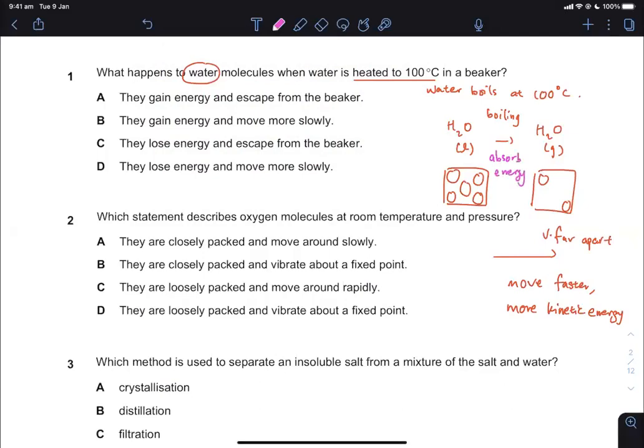So they gain energy, it must be gain energy, losing energy is definitely wrong, and then they will escape from the beaker because definitely they move faster, so moving more slowly is wrong. As you are boiling, your particles turn to gas, which move faster, so A is the very straightforward answer there.